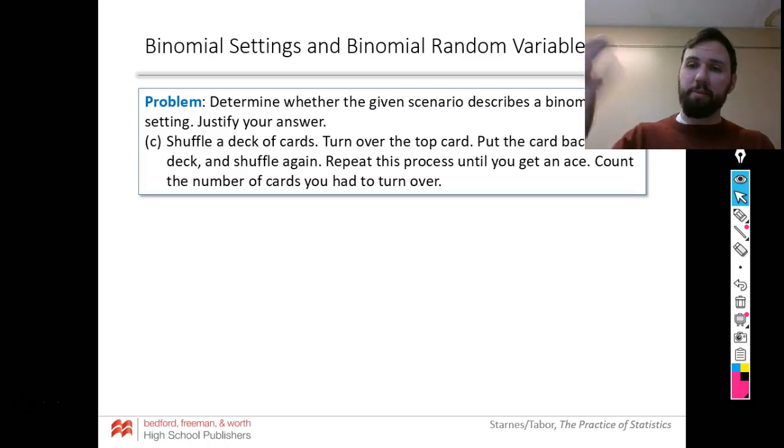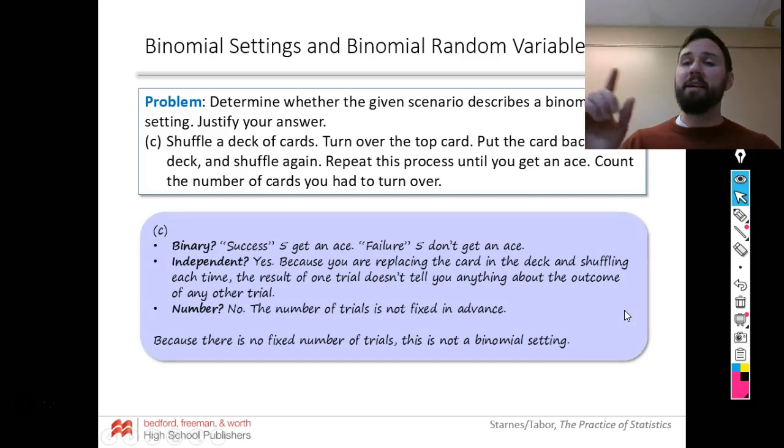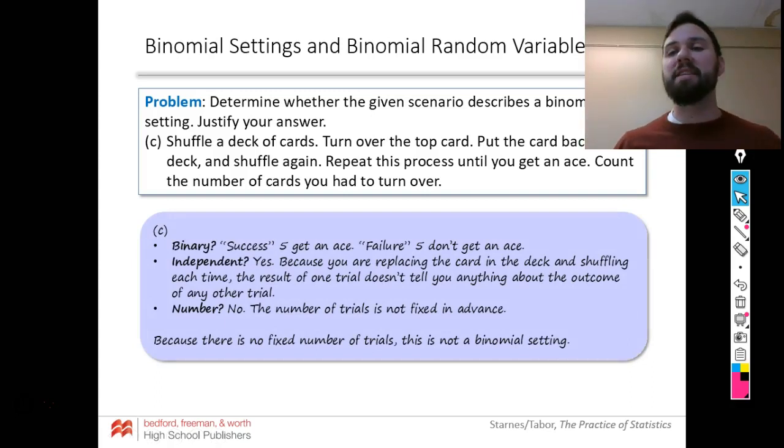Now we're going to do it again. Turn over the top card, put it back, shuffle. Repeat until you get an ace. Is this binomial? Binary, yes. Ace is success, non-ace is not a success. Independent, yes, because you replace the card, so the probability stays the same each time.